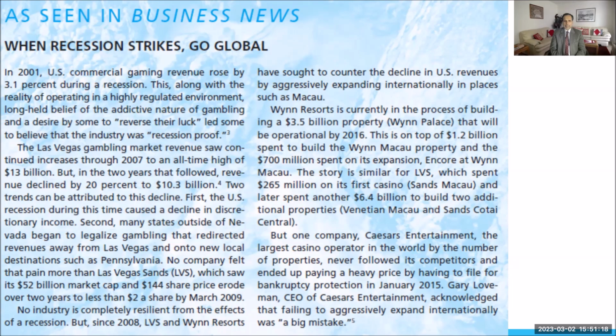No industry is completely resilient from the effects of a recession. But since 2008, LVS and Wynn Resorts have sought to counter the decline in US revenues by aggressively expanding internationally in places such as Macau, which many of you are familiar with or have heard of or have been to. Wynn Resorts is currently in the process of building a $3.5 billion property called Wynn Palace that will be operational by 2016. This is on top of the $1.2 billion spent to build the Wynn Macau property and the $700 million spent on its expansion.